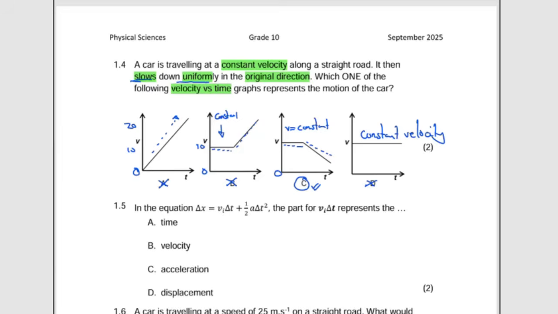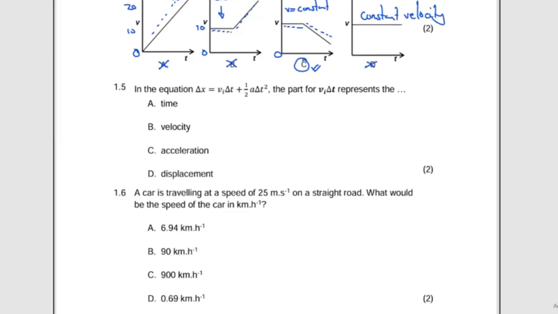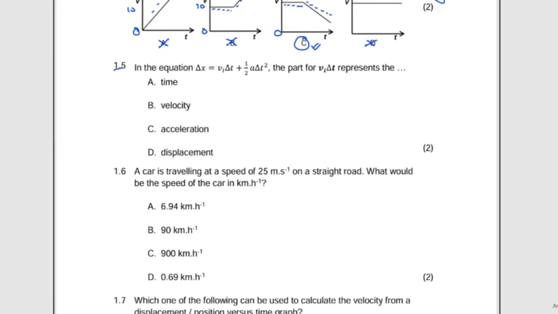Then we're going to proceed to question 1.5. It reads: in the equation delta x is equivalent to vi delta t plus half a delta t squared, the part of vi delta t represents what? Basically here we are representing displacement, but how do we work this one out?